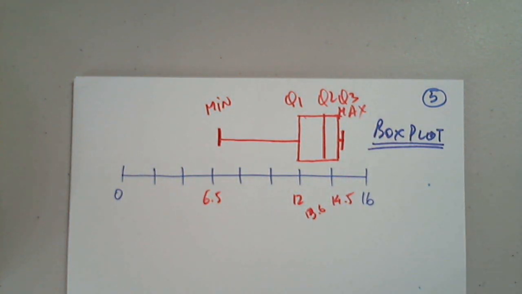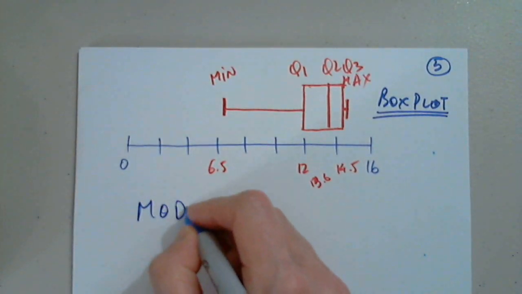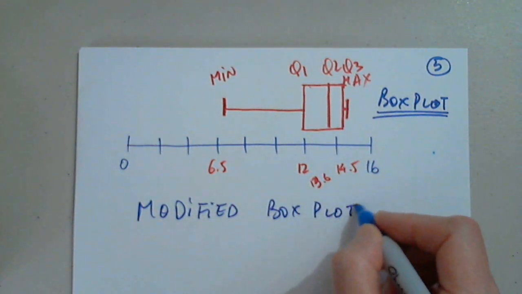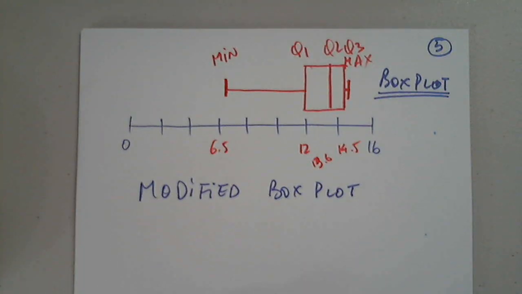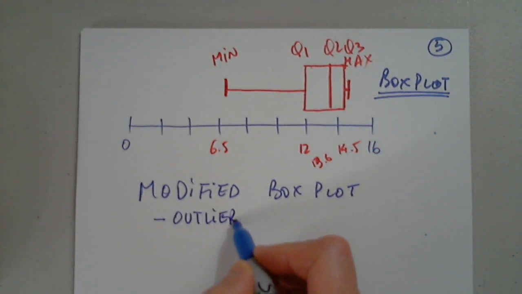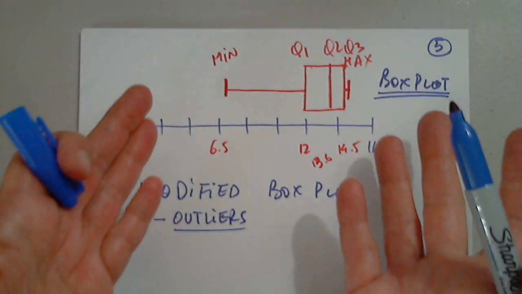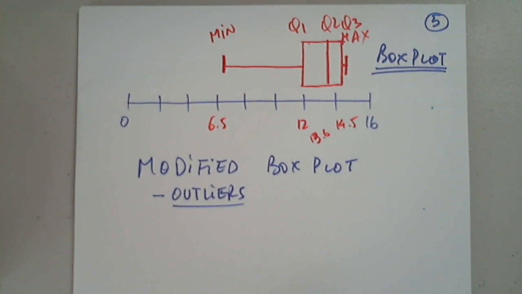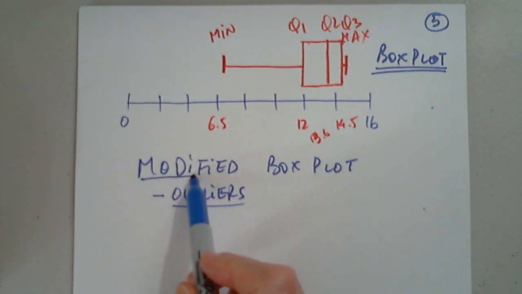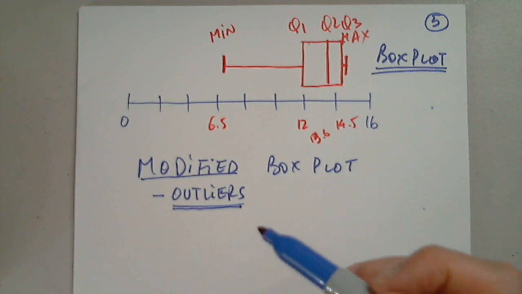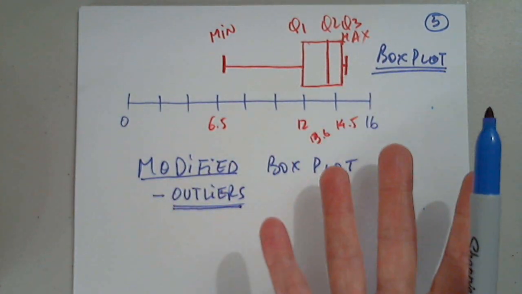However, it's not as useful as what is called a modified box plot. The modified box plot identifies the outliers if they exist. Maybe they don't. Maybe we don't have any outlier. But the modified box plot takes into account the outliers and presents them. Here I don't see anything.